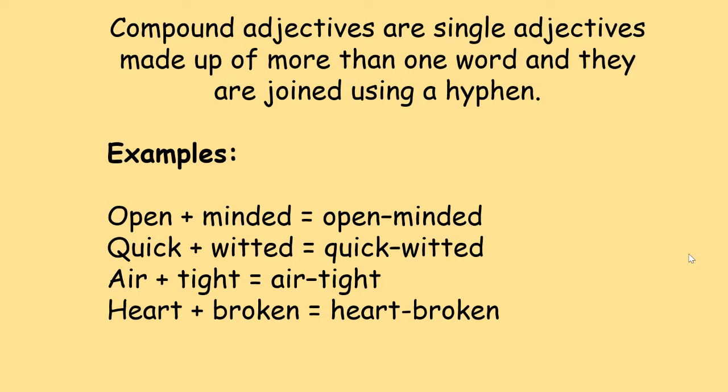So some more examples. The two individual words open and minded combined together form the compound adjective open-minded. Quick-witted. If somebody's quick-witted, it means that they're quick on their feet, so they think very, very quickly. Airtight, we often talk about airtight containers, so that's making sure that nothing can escape from that container. And heartbroken.